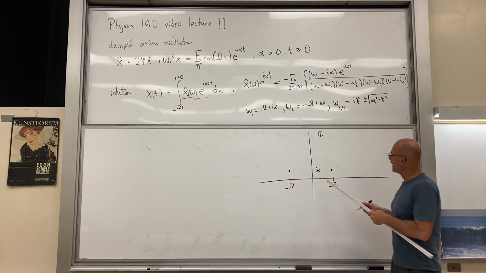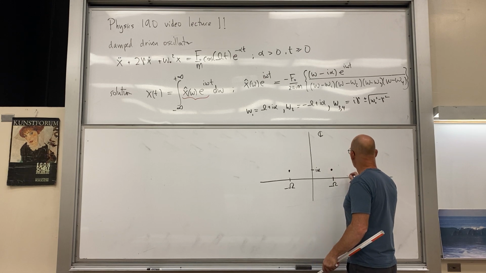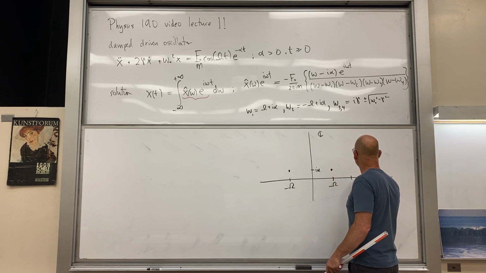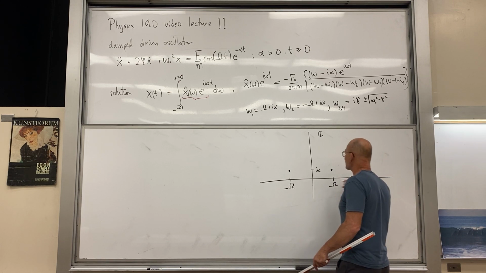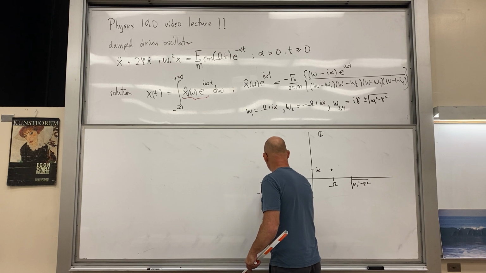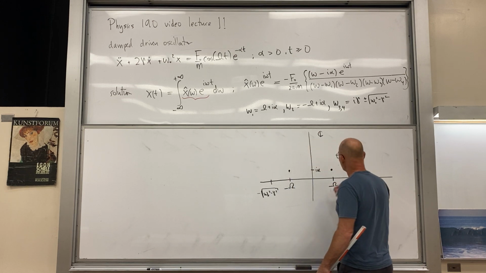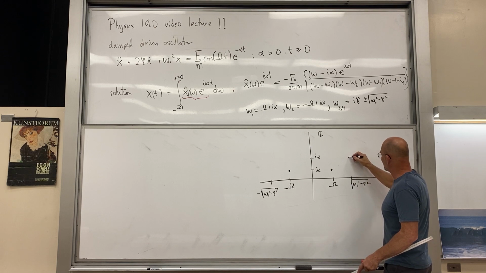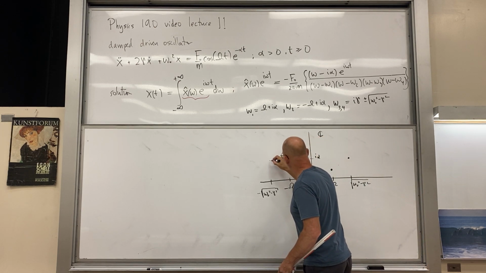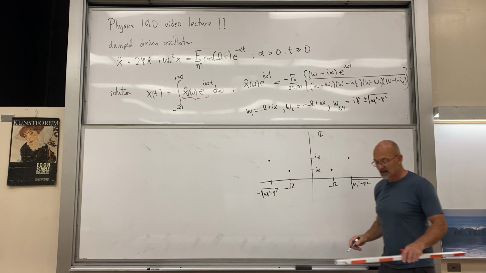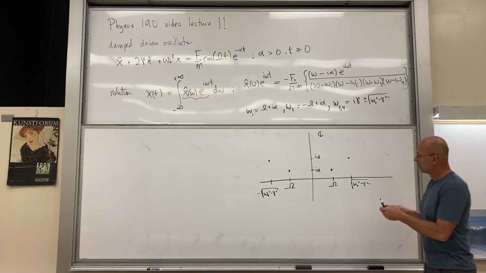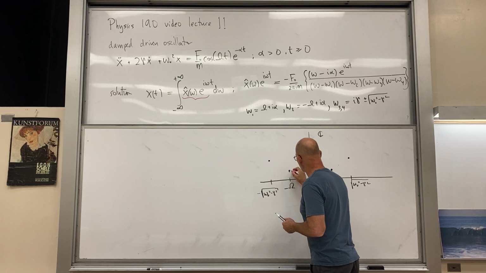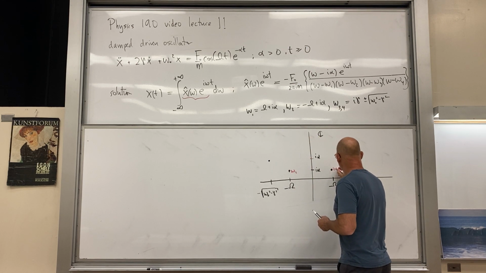And then omega 3 and omega 4, I'm just going to have plus minus root omega naught squared minus gamma squared, minus root omega naught squared minus gamma squared. And then we'll put the I gamma here so that we go over and up. And now we have those 4 poles. Yeah, those are the 4 poles. And I'll go ahead and even put omega 1, omega 2.